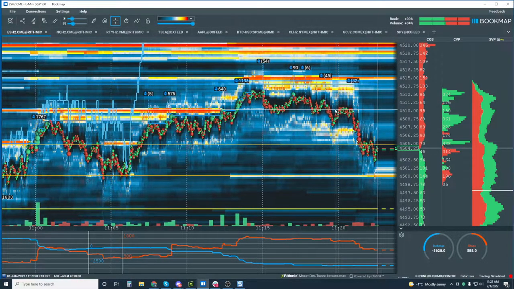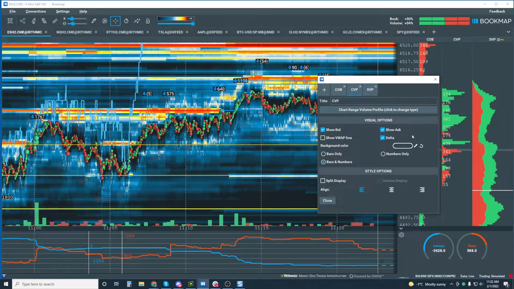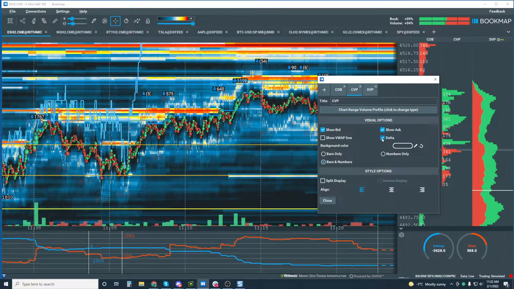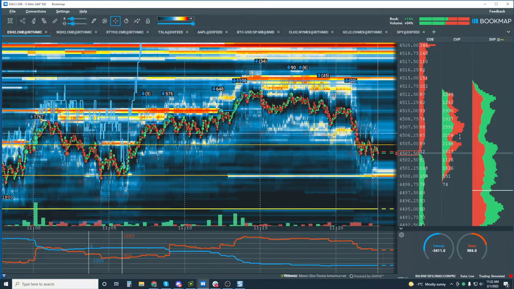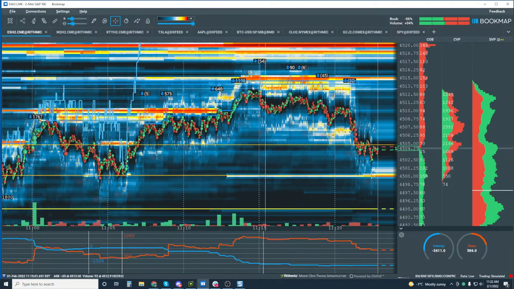Session volume profiles. Well, yeah, there's lots of different ways to take a look at it here. You can configure your chart. I'm looking at just the delta here. Let's look at just both buying and selling. I love using this tool, Alan.